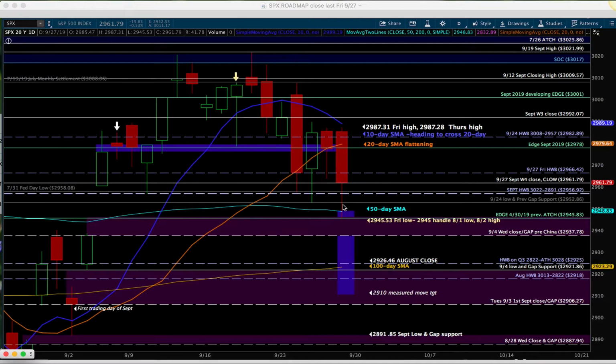Even though we came down this day and poked down through the 50-day, and really drew back and came back off of that low, that looks like it would be a great buying opportunity. But why is it not? Because look at what's about to happen. This 10-day simple moving average has completely rolled over and is getting ready to cross down through the 20-day.